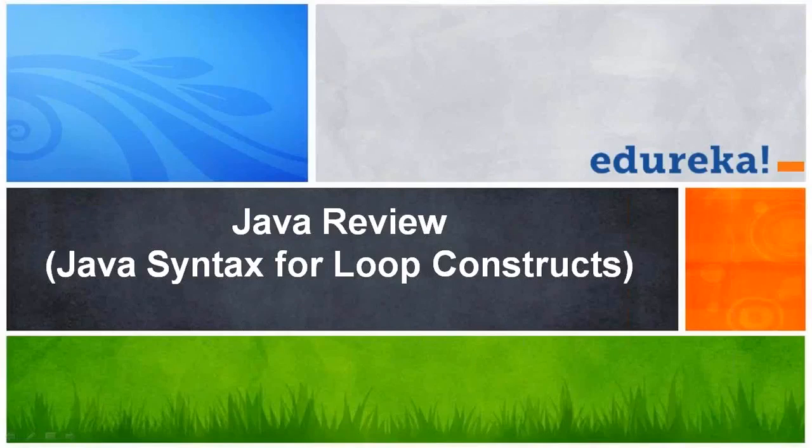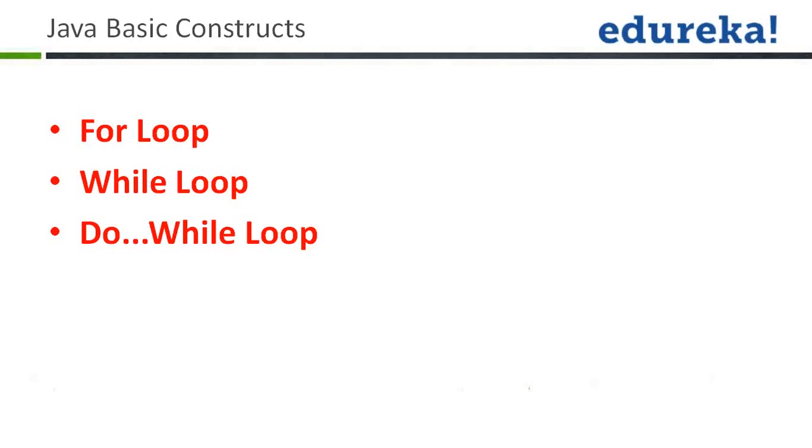Java syntax for loop constructors. Now here we'll be understanding three kinds of loop. First is the for loop, second is the while loop, and the third one is the do while loop. There are three loops present. We'll be learning each one of them one by one. We'll be learning the procedures, we'll be seeing their flow diagrams and everything. And we'll also run the code on Eclipse.